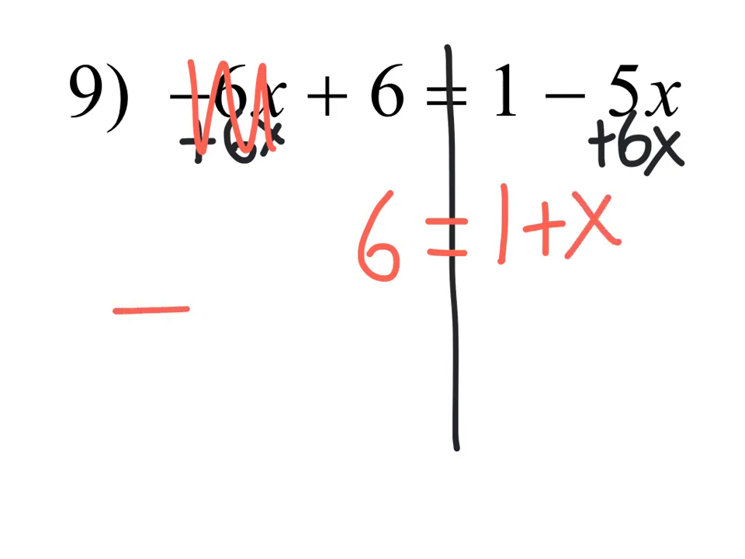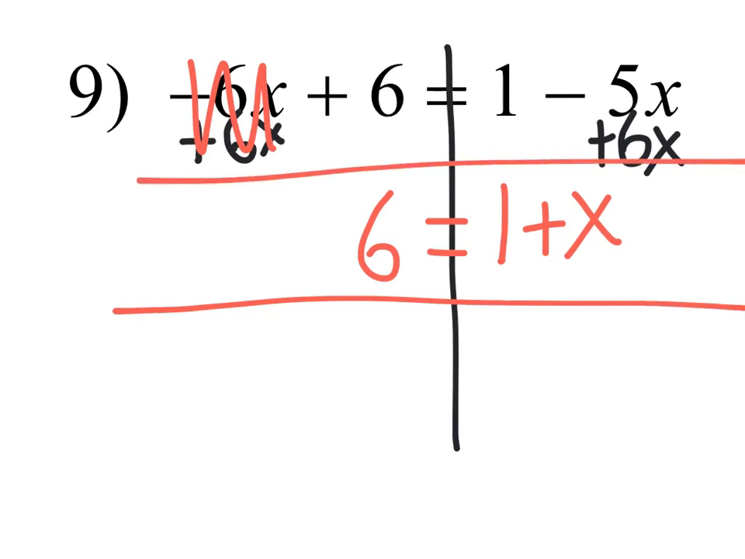Now I'm down to one more step on this thing. Separate these sides real quick. I want to move that 1, so I'm going to subtract 1 on both sides. These two go to nothing, and 6 minus 1 is going to be 5 equals x.